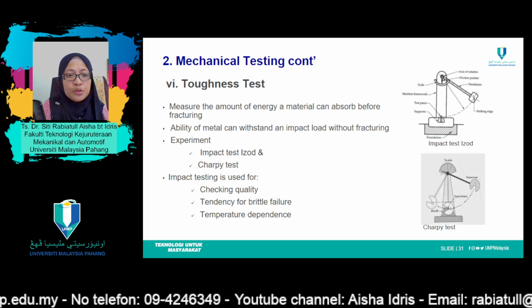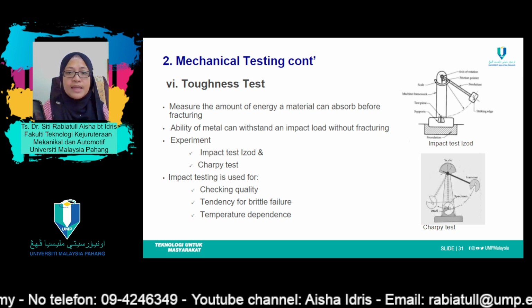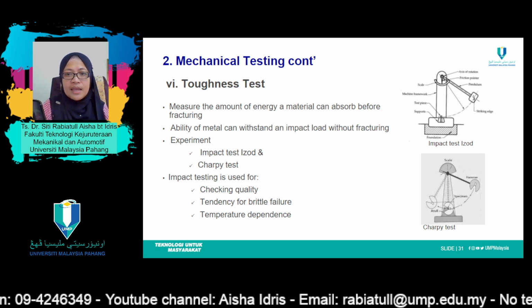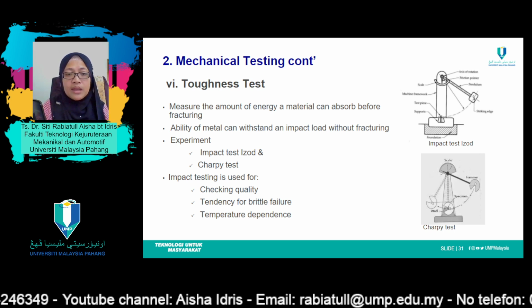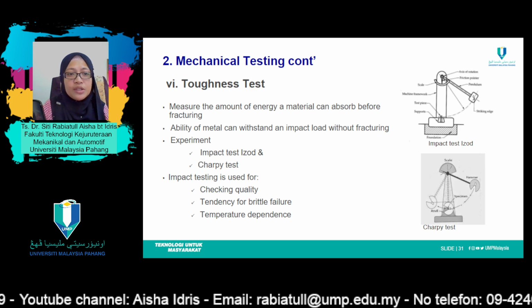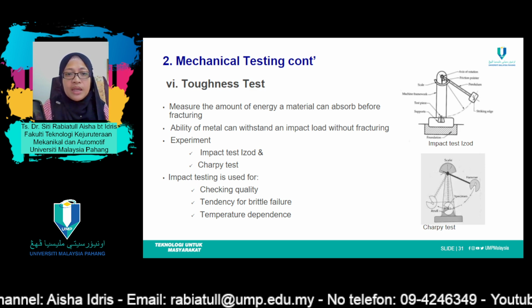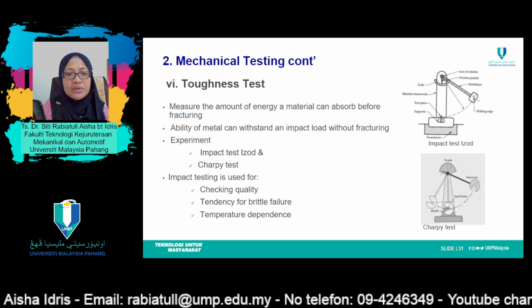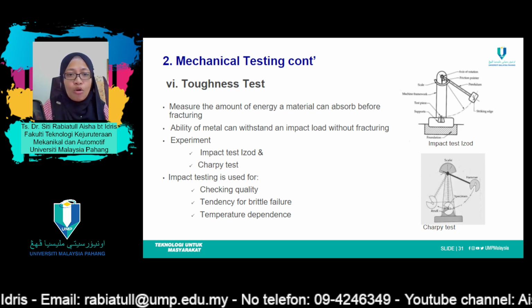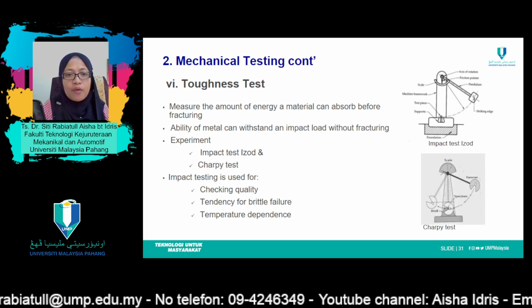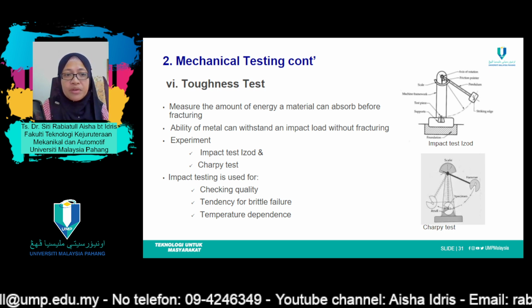So move on to test number 6, which is the toughness test. Fracture toughness testing is a mechanical test method used to determine the energy needed to initiate and cause failure within a material. It can also be used in conjunction with fatigue testing, corrosion testing, and elevated temperatures to determine the useful life of the material under different conditions.